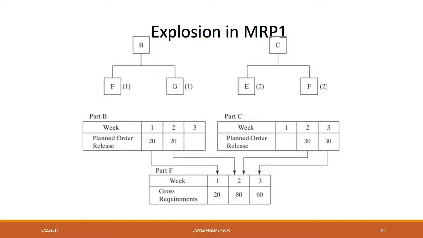So what does an explosion in an MRP system look like? You have here two different parts, part B and part C, but both parts need part F, so part B and part C come together in the gross requirements for part F.